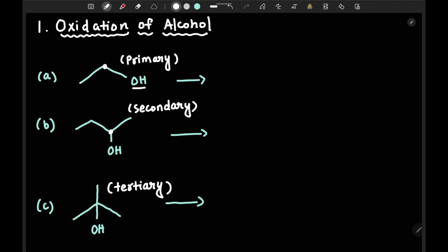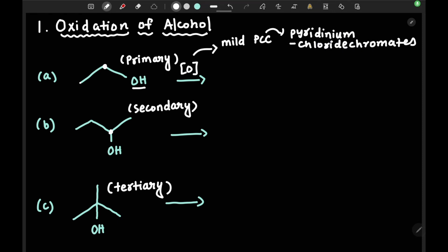Now moving forward with the reaction, whenever we take a primary alcohol and we oxidize it, this can happen in the presence of a mild PCC. PCC stands for basically pyridinium chloro chromate. You don't need to know that much, but still I'll just write it down. Pyridinium chloro chromate.